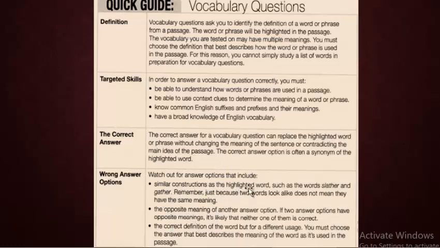Similar contractions as a highlighted word, such as words like slather and gather. Remember, just because two words look alike does not mean that they have the same meaning.